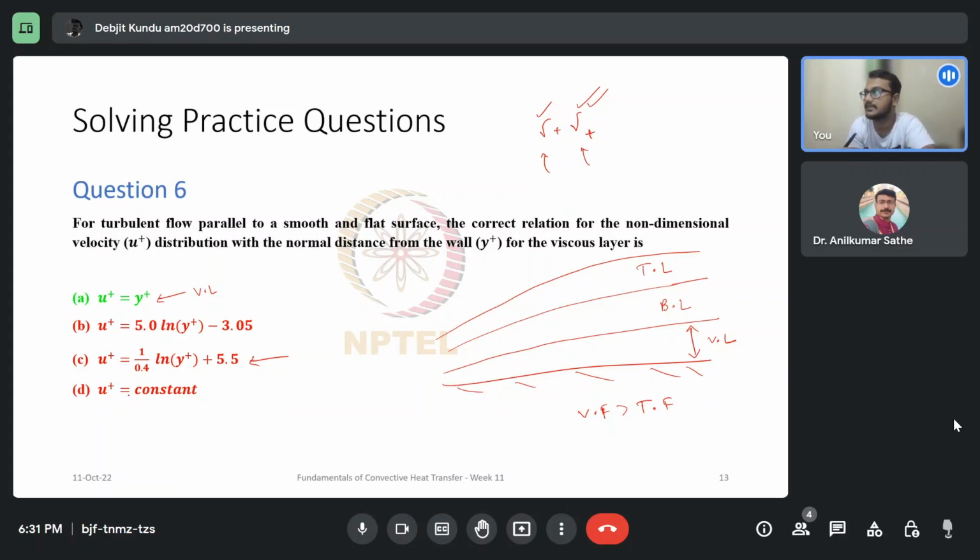But nonetheless, the final solutions were like this. u plus equal to y plus was true for the viscous layer, and u plus equal to 1 over 0.4 ln y plus 5.5 was for the turbulent layer. And in the buffer layer, which actually connected the inner layer to the outer layer in that region, we can use this correlation: u plus equal to 5 ln y plus minus 3.05.